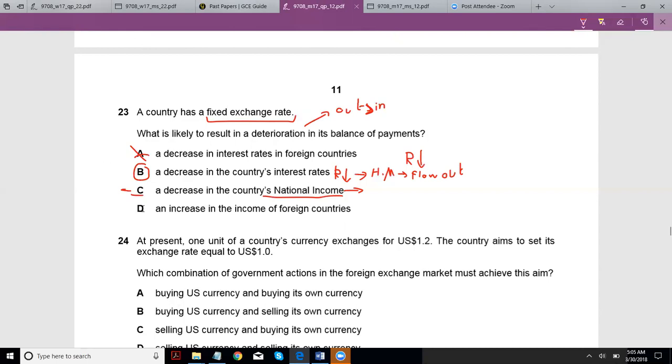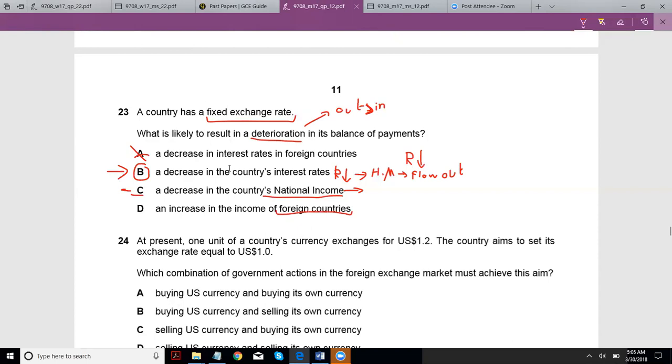So in D, an increase in the income of foreign countries. If foreign countries are richer, they might buy more of your products. So that might actually help your balance of payments rather than deteriorating it. So the option that we can be sure about is definitely D. Let's stick with that.